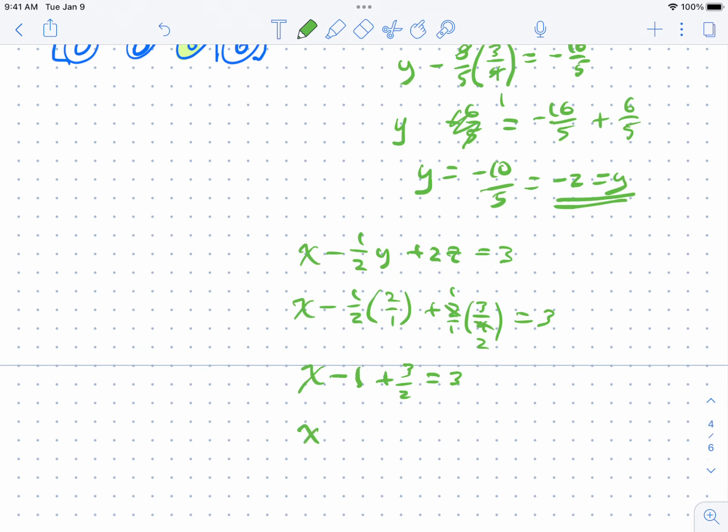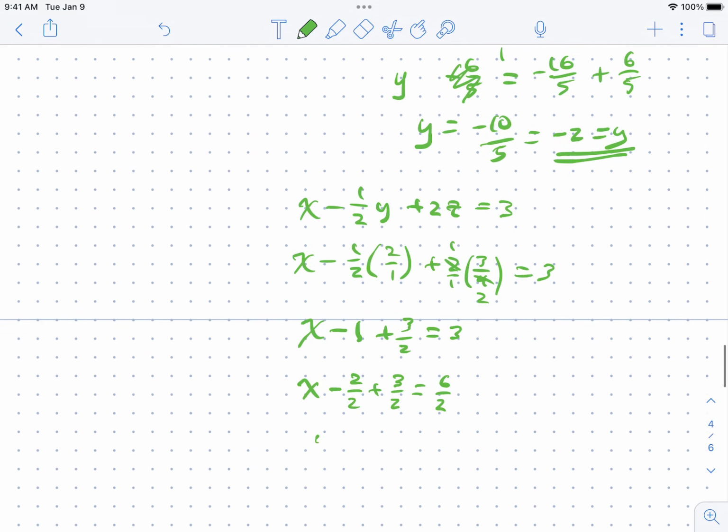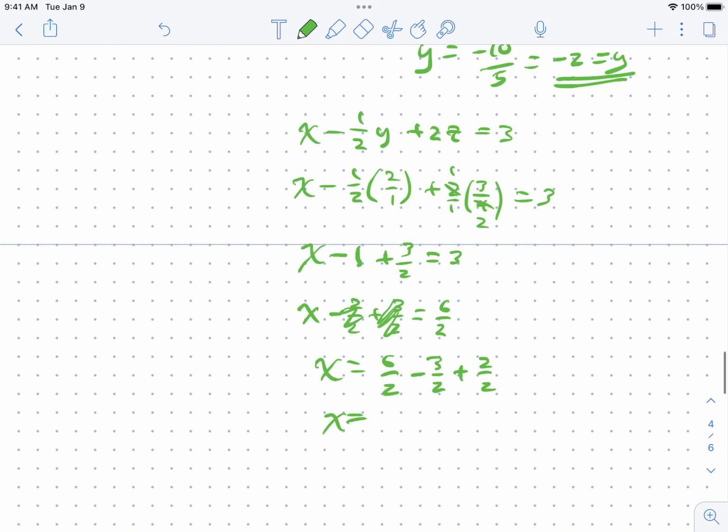Okay, let's make everything halves. 1 is the same as 2/2 plus 3/2. 3 is the same as 6/2, right? If you divide 6 by 2, you get 3. So what do we get then? We got x equals the 6/2. We're going to subtract 3/2 on both sides to get rid of that. We're going to add 2/2 on both sides to get rid of that. So x equals 6 minus 3 is 3 plus 2 is 5.